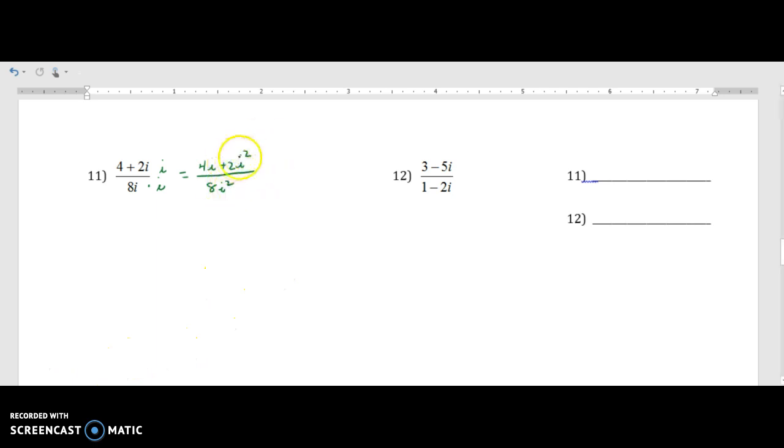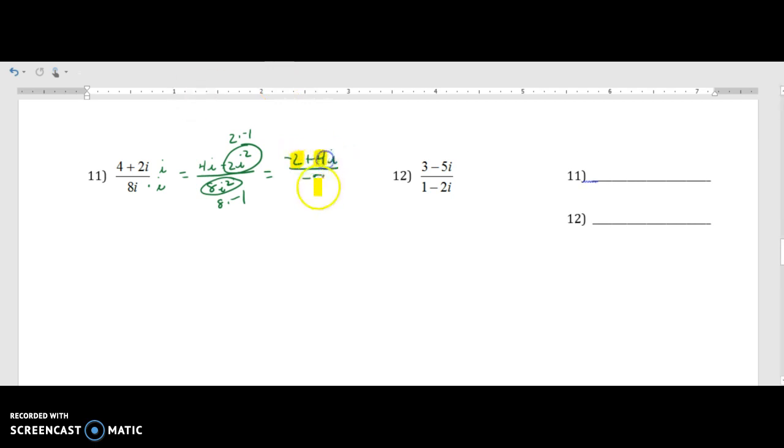So to simplify this, right, you know this will become 2 times negative 1. This will become 8 times negative 1. So we end up with, in the numerator, negative 2 plus 4i. Remember, we always want to write it, the integer plus or minus the imaginary number, all over 8 times negative 1 is negative 8.